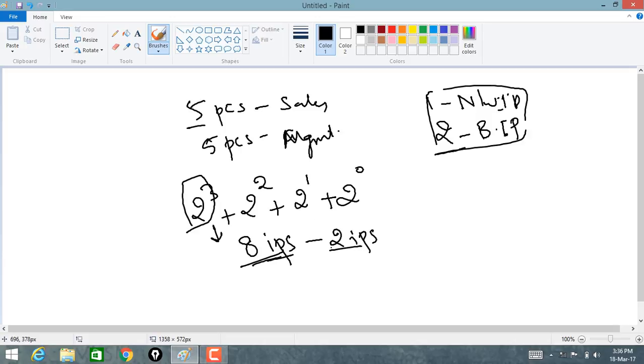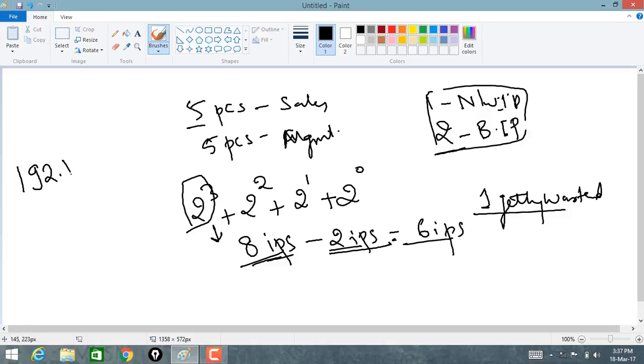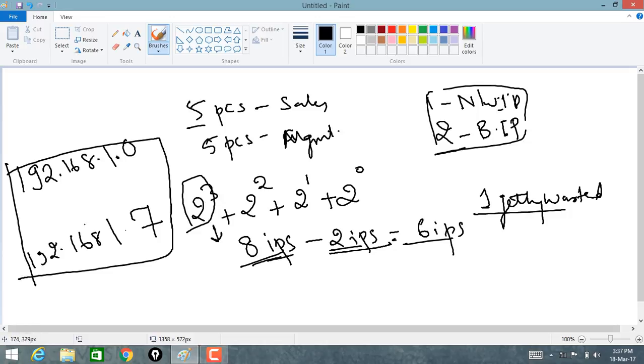Here 2 IPs are not usable, so 6 IPs can be used, and we require 5, so only one is getting wasted. Okay, so what I'll do, I'll give 192.168.1.0, and it will go from 0 till 7. This will be in one subnet, one subnetwork.